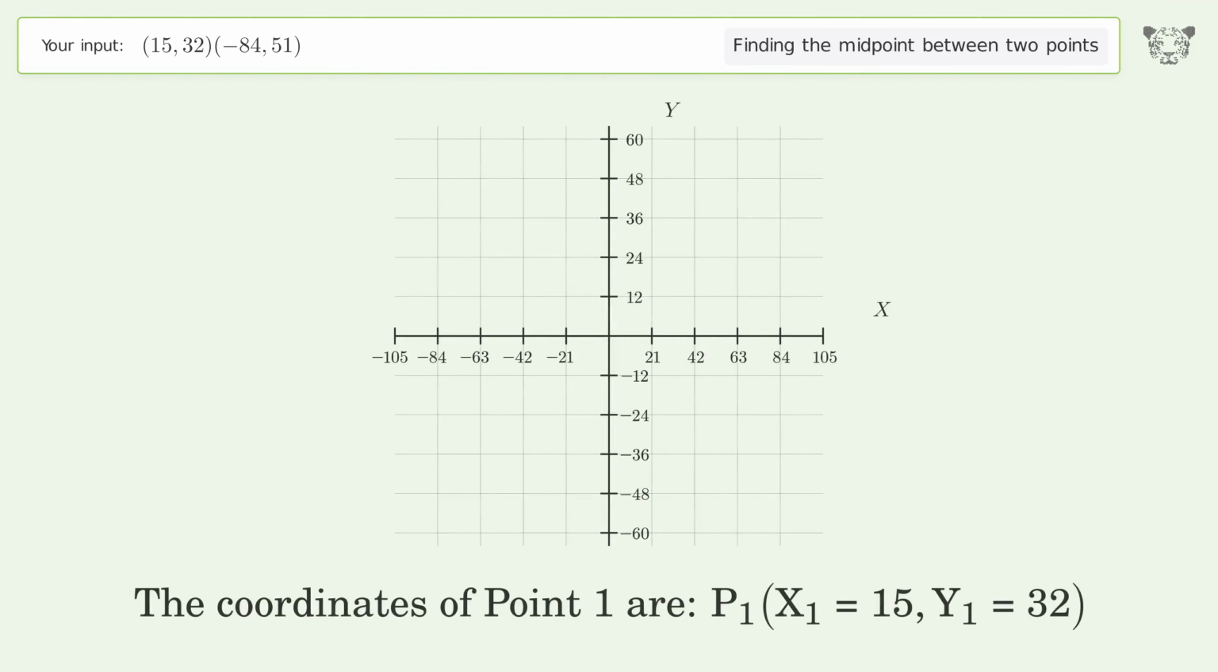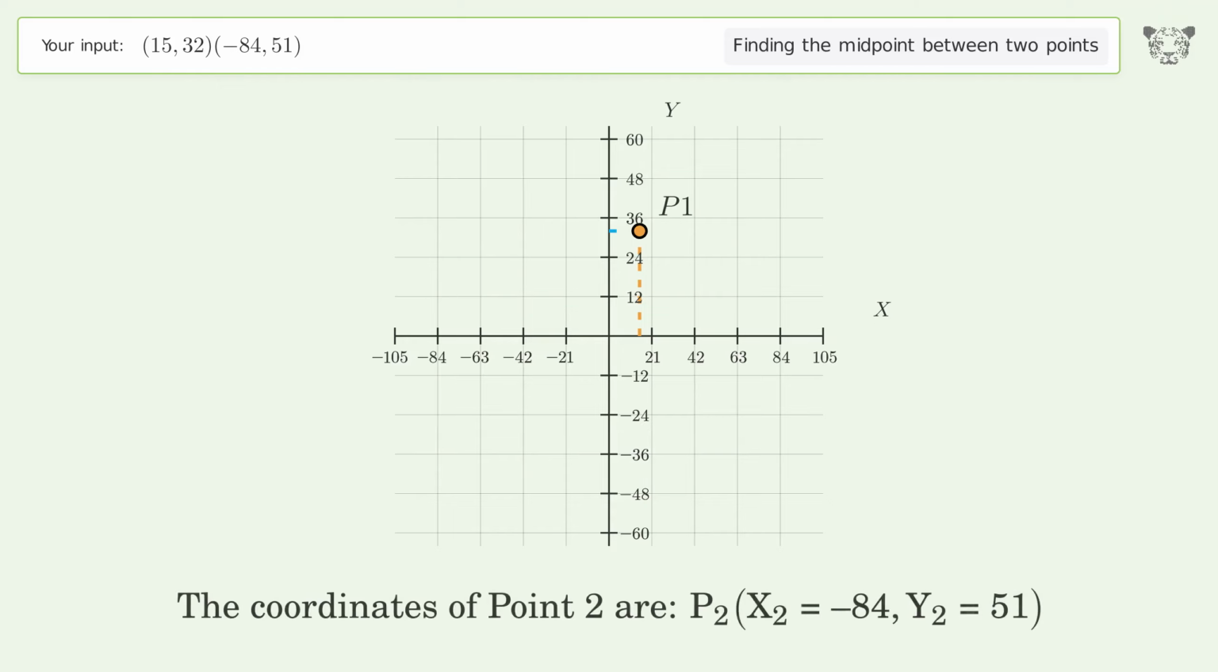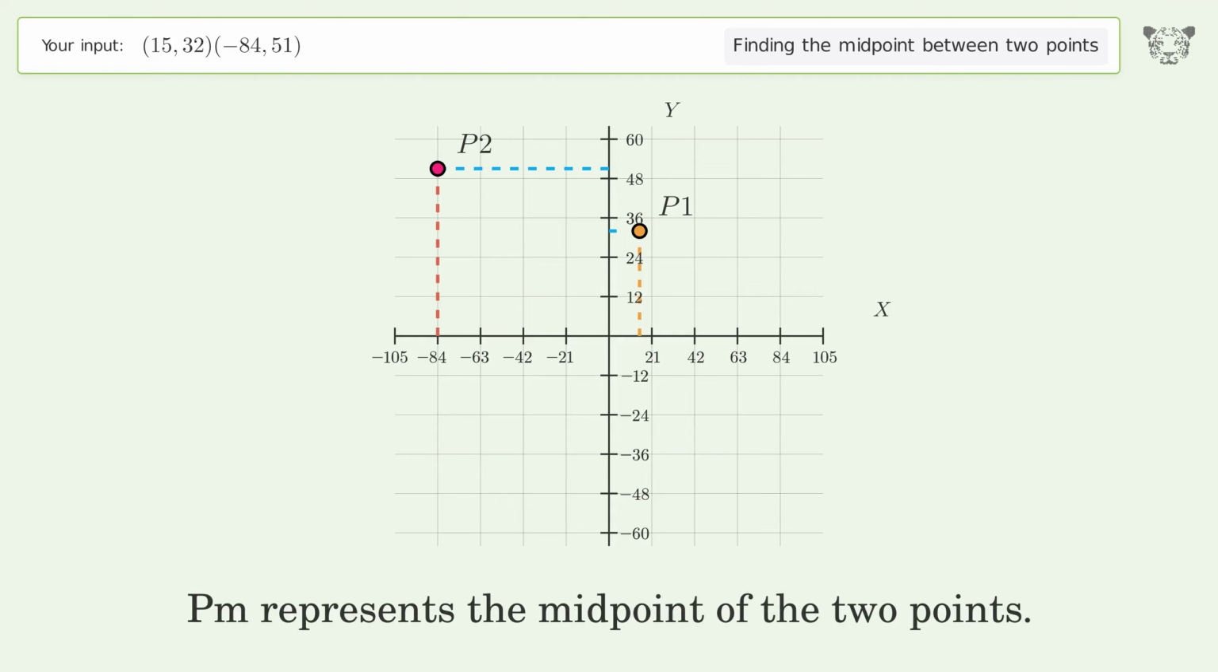The coordinates of point 1 are, x1 equals 15, y1 equals 32. The coordinates of point 2 are, x2 equals negative 84, y2 equals 51. PM represents the midpoint of the 2 points.